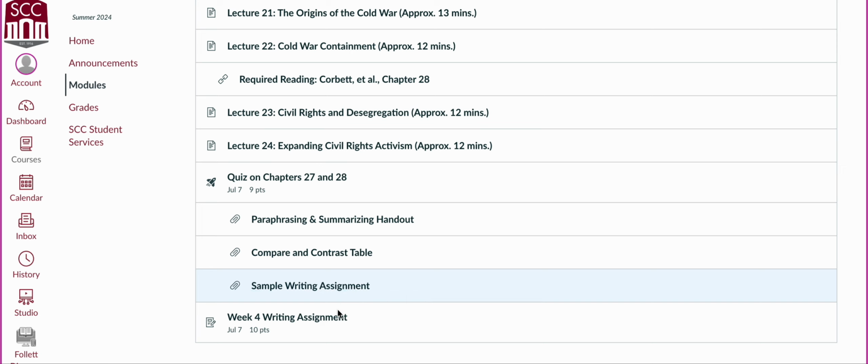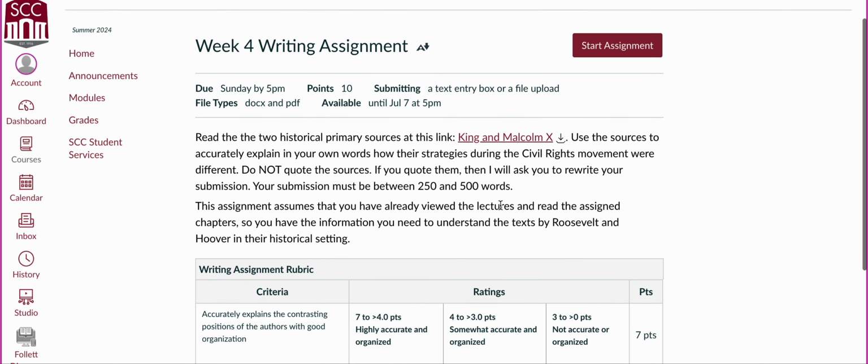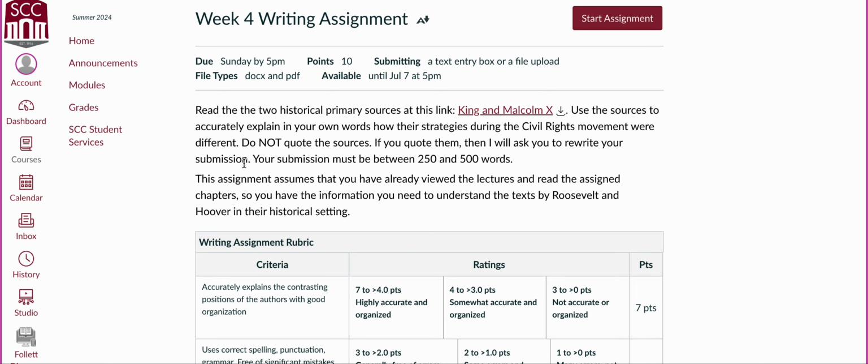For this week, in week 4's writing assignment, we can take a look at it together. For the prompt this week, it says, read the two historical primary sources at this link. So you're going to read both from King and Malcolm X. Use the sources to accurately explain in your own words how their strategies during the civil rights movements were different.